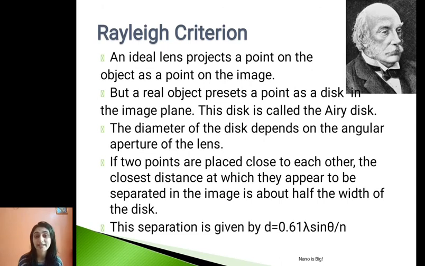The second criterion is the Rayleigh criterion. An ideal lens projects a point on the object as a point on the image. If you take an ideal lens and your object is a point, your image will also be a point. But a real lens presents a point as a disc in the image plane. This disc is called the Airy disc, and the diameter of the disc depends on the angular aperture of the lens. If two points are very close to each other, the closest distance at which they appear to be separated in the image is about half the width of the disc.